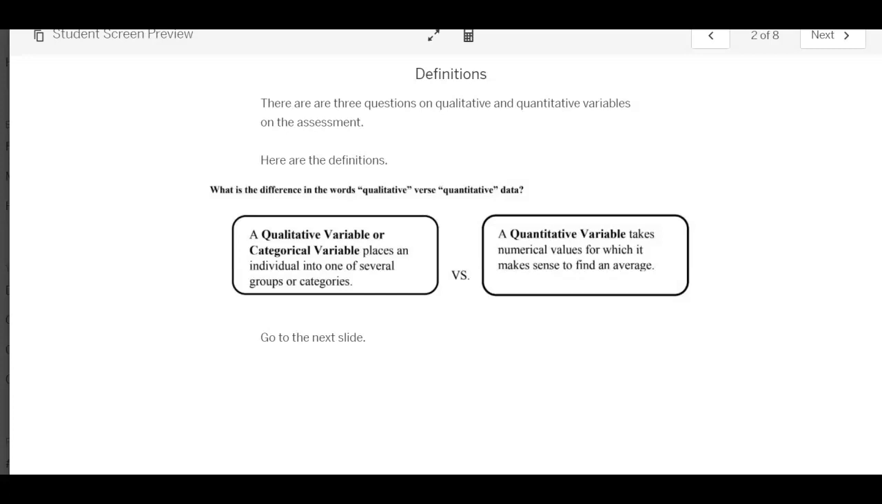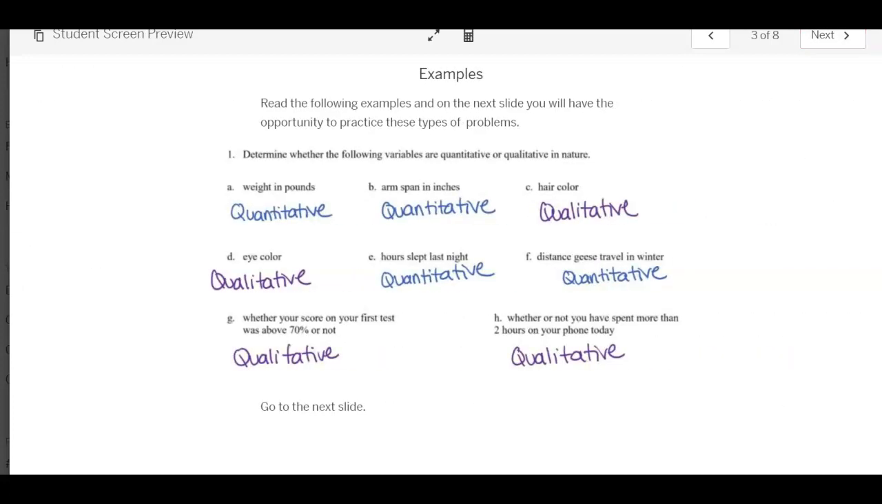A qualitative variable places individuals into groups or categories, versus a quantitative variable takes on a numerical value and an average makes sense. If you look at this screen, you'll see some examples. Weight in pounds is quantitative, eye color is qualitative, the number of hours of sleep is quantitative, the hair color is qualitative, and so on.